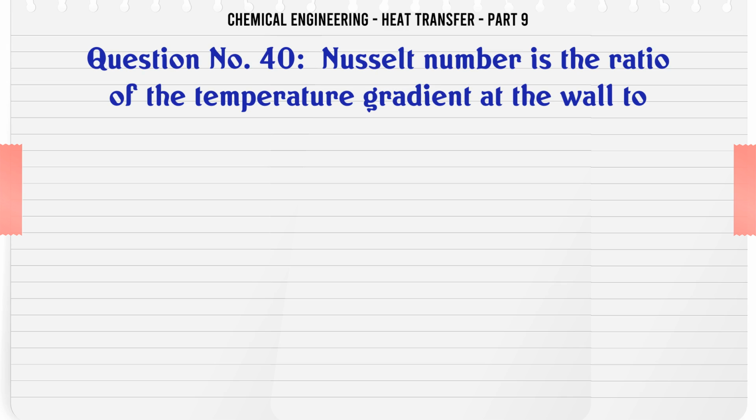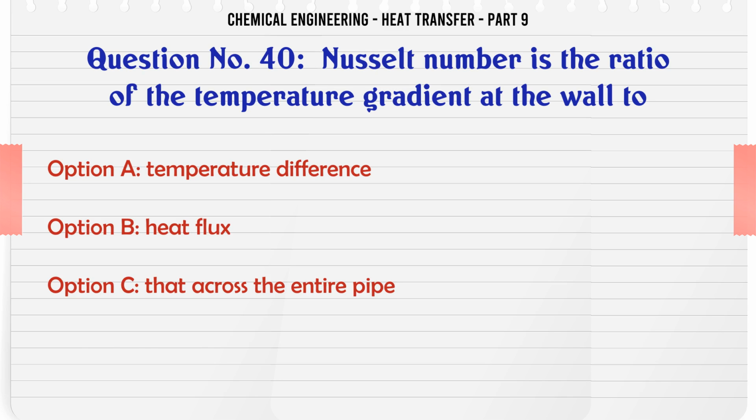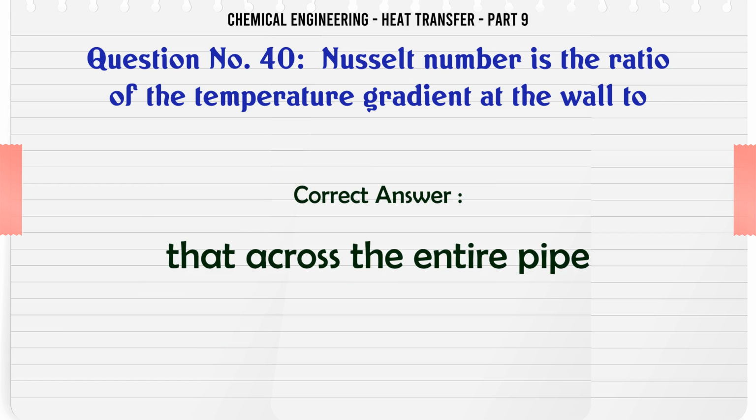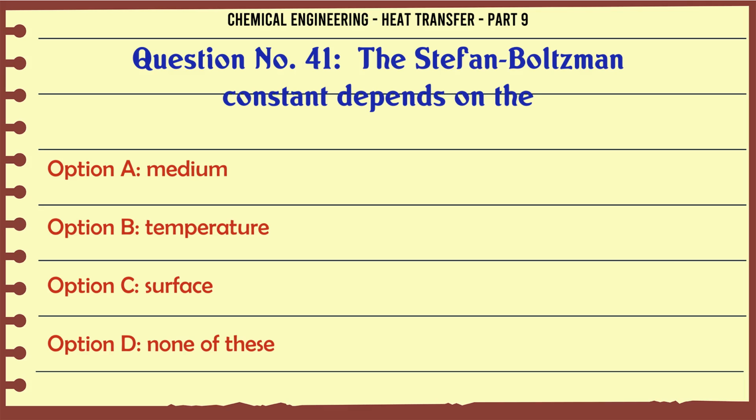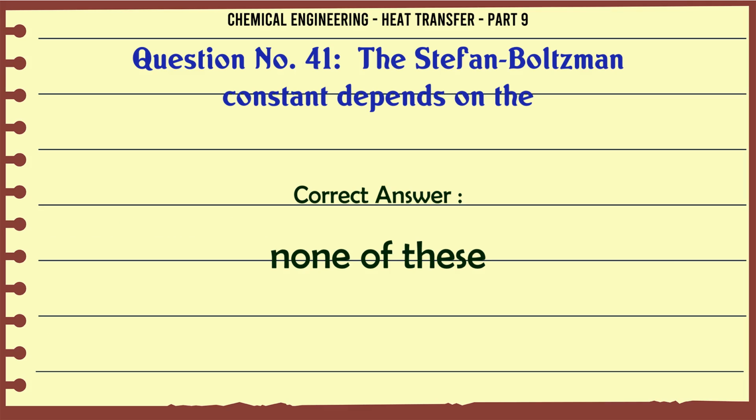Nusselt number is the ratio of the temperature gradient at the wall to: A. temperature difference, B. heat flux, C. that across the entire pipe, D. none of these. The correct answer is that across the entire pipe. The Stefan-Boltzmann constant depends on the: A. medium, B. temperature, C. surface, D. none of these. The correct answer is none of these.